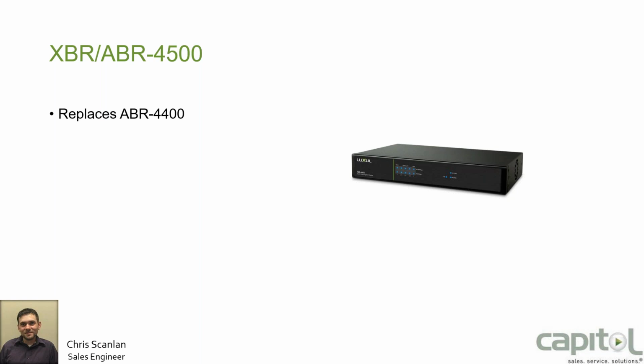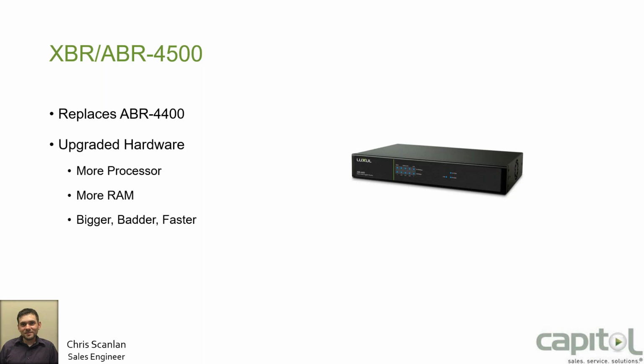So the XWR 4500 is their first, their lower end. When I say lower end, it doesn't mean it's bad, but it's their starting-out rack-mounted router. This replaces the ABR 4400, and what you get going up to the 45 from the 44 is they've upgraded the processing power and the RAM. It's just bigger, better, faster. I mean, they needed to upgrade. This is what you get, okay?